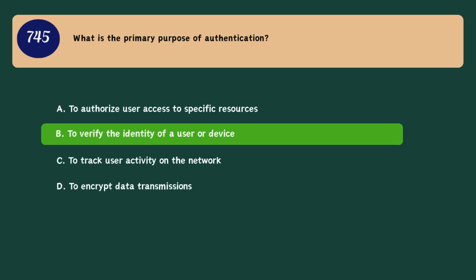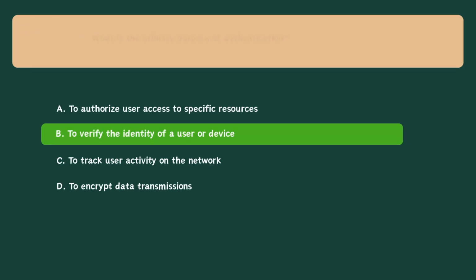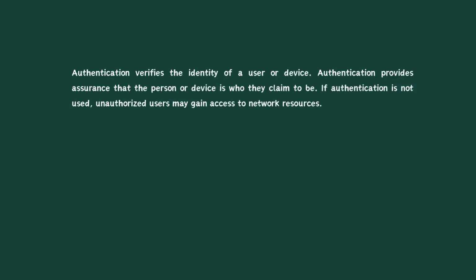Correct answer: B. To verify the identity of a user or device. Authentication verifies the identity of a user or device. Authentication provides assurance that the person or device is who they claim to be. If authentication is not used, unauthorized users may gain access to network resources.